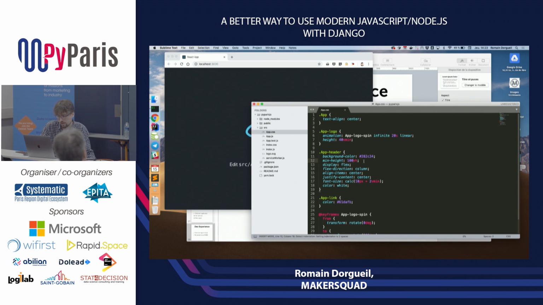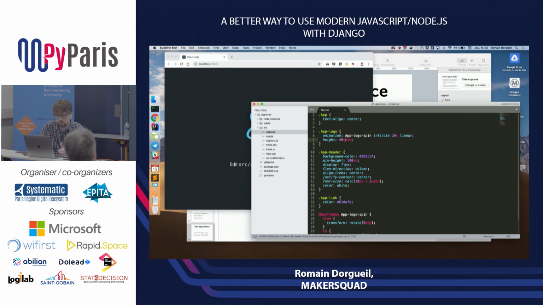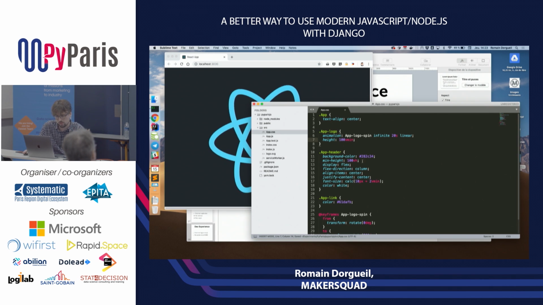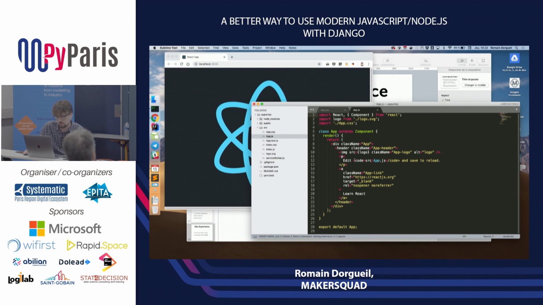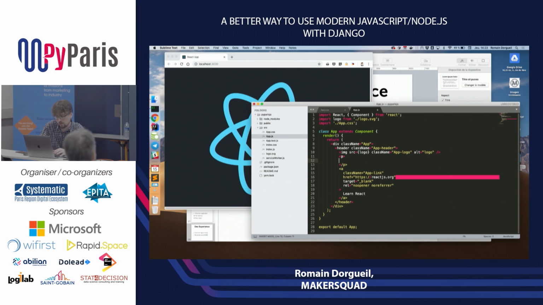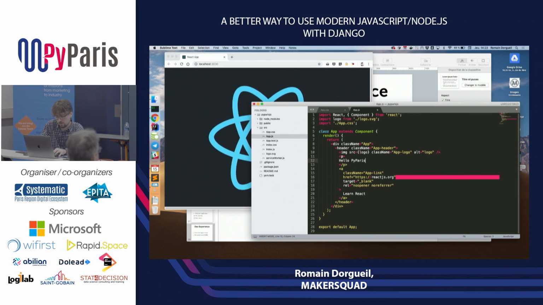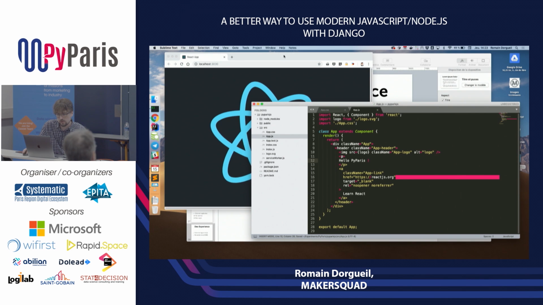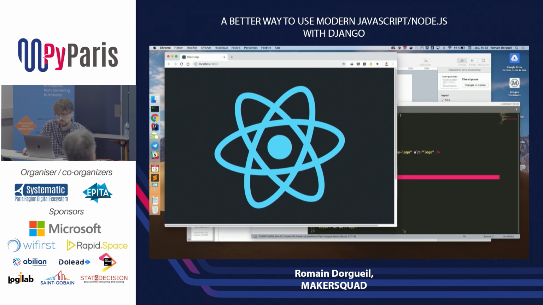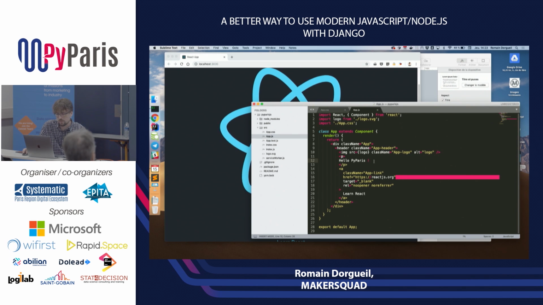Out of the box, I can just change something here. Oops, maybe not this one. And I have the live reload. It's called hot module reload in the background, but I can say, okay, the logo should be bigger. I could take just a JavaScript file and say, okay, let's say hello PyParis. And everything is just running without, oh, my logo is too big now, without even needing refresh.